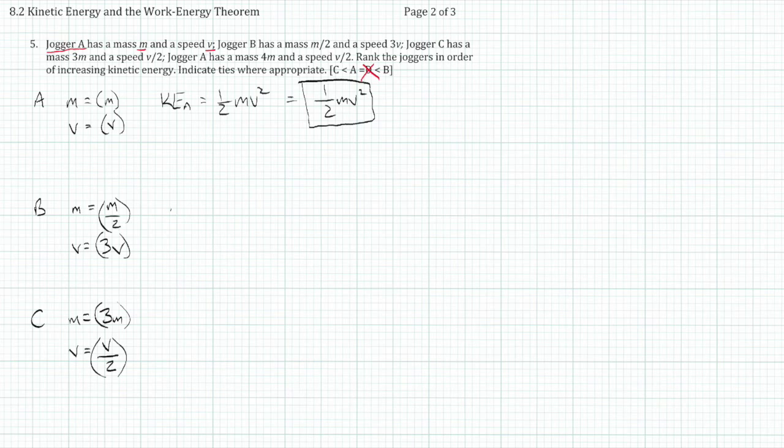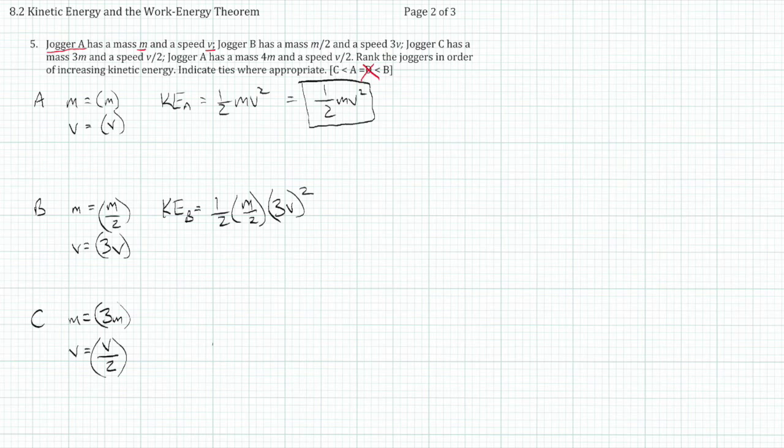Okay, so the kinetic energy of jogger B, what's that going to be? Well, it's going to be 1/2 times the mass. What is the mass? The mass is m/2, and the velocity squared. So it's going to be 3v squared.